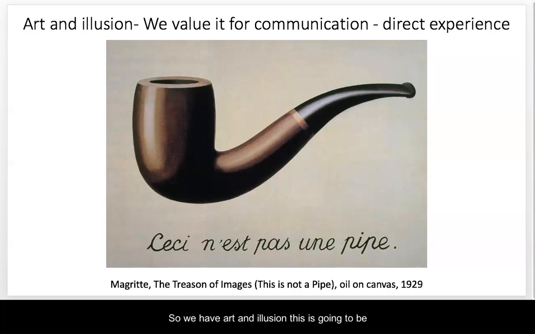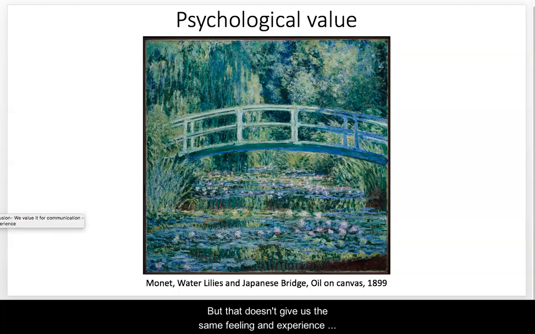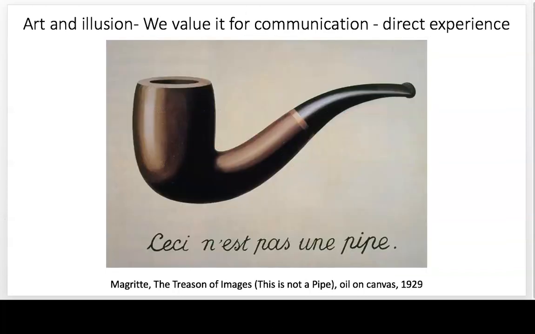So we have art and illusion. This is going to be talking about the value of it as communication, as a direct experience of it. So it's this idea, we'll look at this picture. A picture is worth 1,000 words, is a quote that people say. So what does that mean? Well, you could just say this is a bridge with water lilies and a pond and trees, and it's very green and peaceful, and our eye is resting. But that doesn't give us the same feeling and experience as looking at this piece, right? So it's a very different type of communication. A felt communication. That's a huge part of the direct experience.